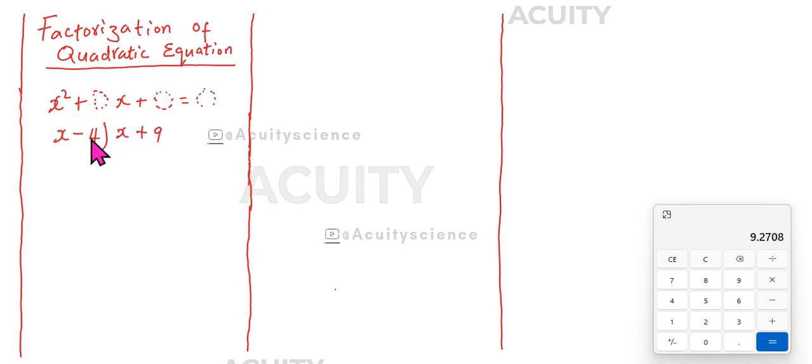If we should expand this, let's say x times x is x squared, then x times 9, this x again times 9. We've done x times x, now x times 9, we have 9x. After that, we'd say minus 4, the next number, times x, we have minus 4x, and minus 4 times 9.